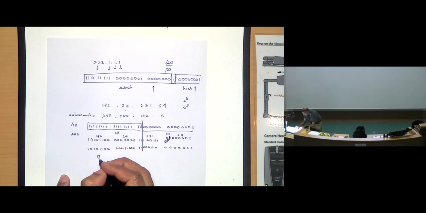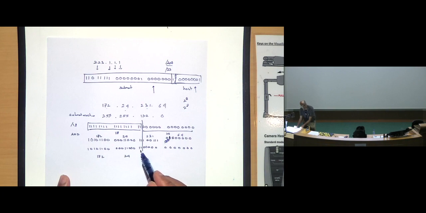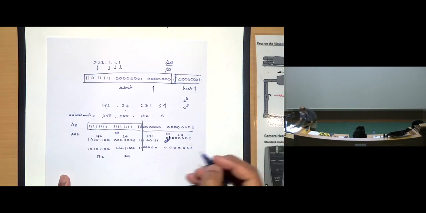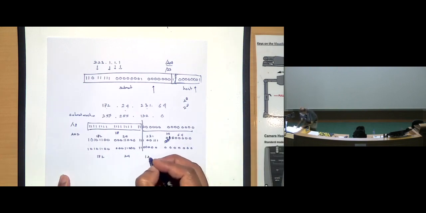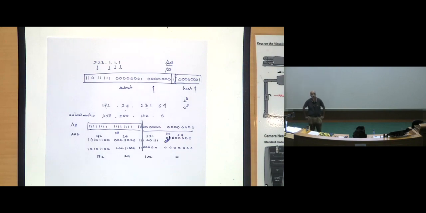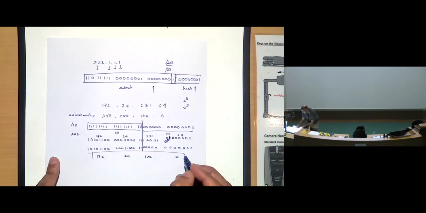So this is still 172, this is 24, and this is how much? 64 plus 32, right? No, 128 plus 32, which is how much? 64, 192, 128. So our subnet ID here is still this.